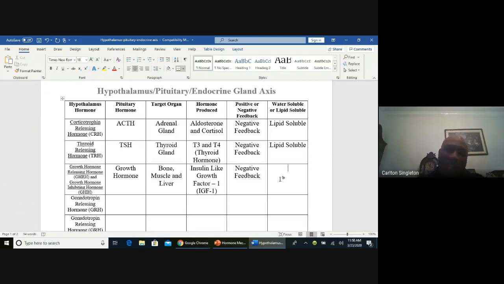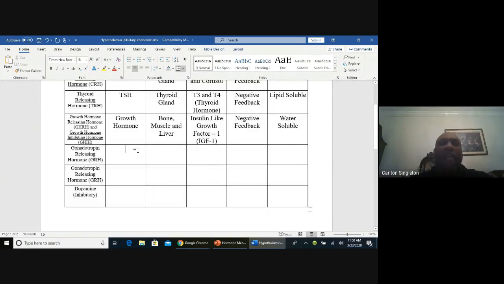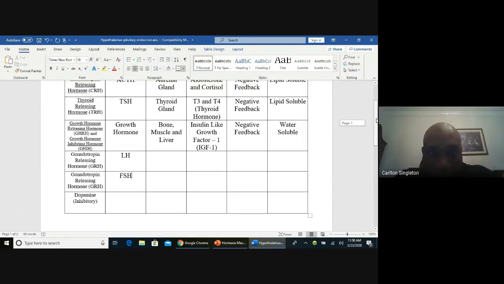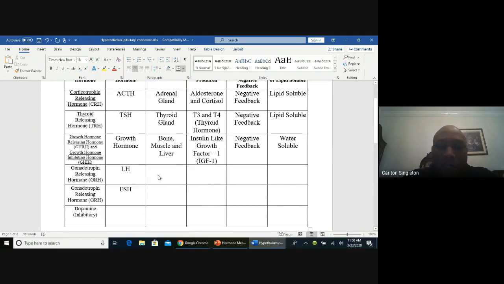No biggie. And these are water soluble hormones. Now, we have gonadotropin-releasing hormone. We have it on here twice for a reason, because it stimulates two different pituitary hormones. One is LH, or luteinizing hormone. The other is FSH, or follicle-stimulating hormone. Now, these are all going to go to the gonads. They're both going to go to the gonads.